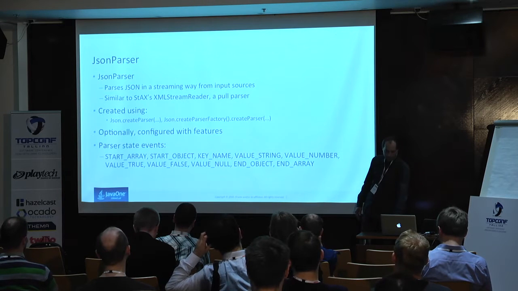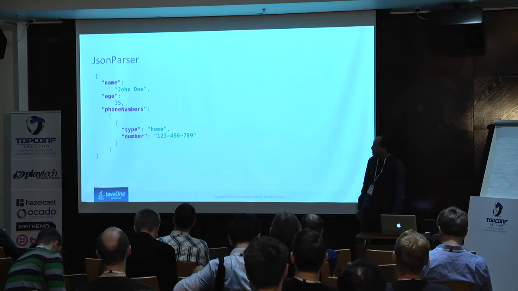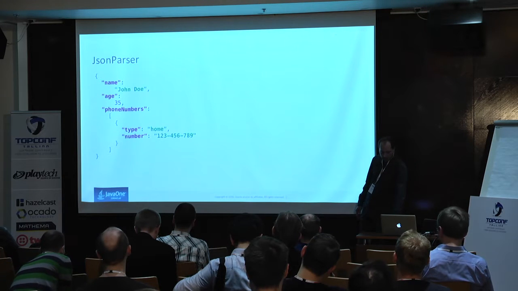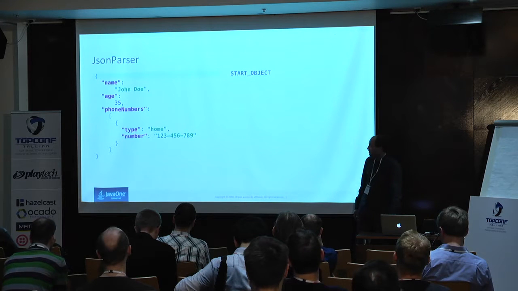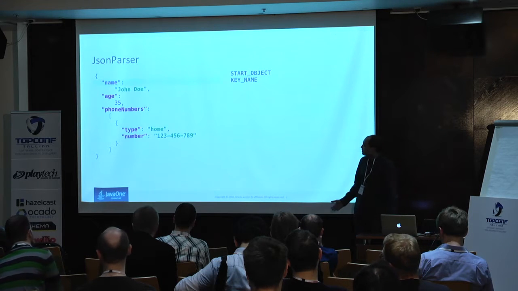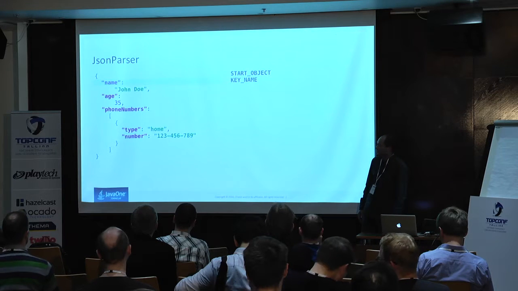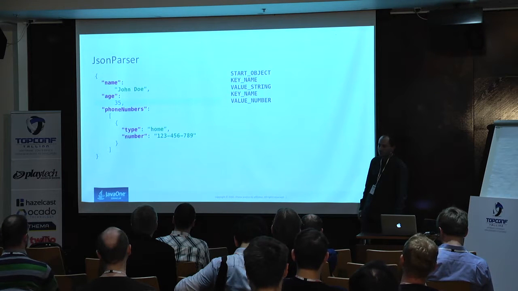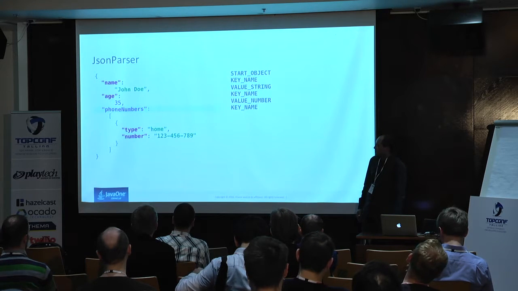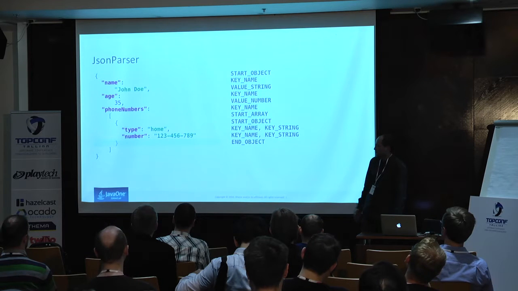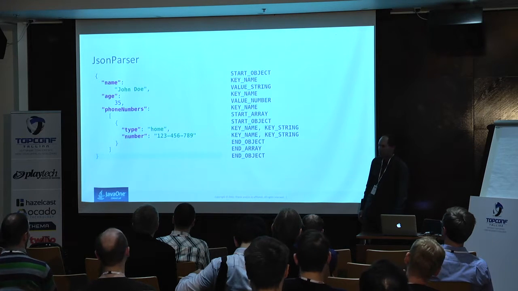The parser produces a fixed set of events, which I will show on this example. Say we have a document like this. It has some properties, some array, and we want to parse it. So the first event we will receive is start object. Then, as we follow, the next event will be key name. Then we get a value string, again key name, value number, because it is an integer, so it is recognized as an integer. Then we have key name, start array, start object, key name, value string pair again, and now the ending events. It's very similar to XML processing.